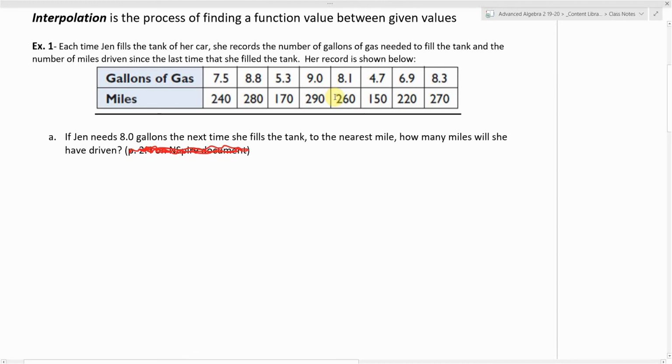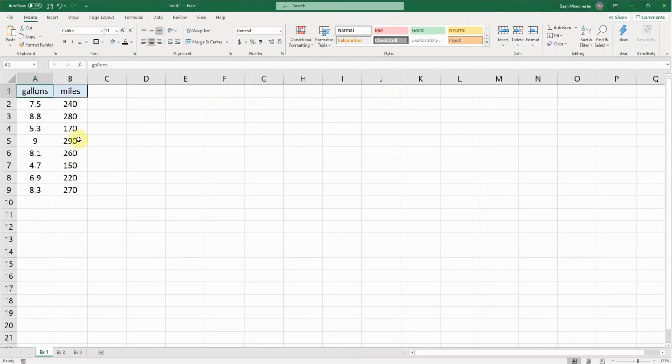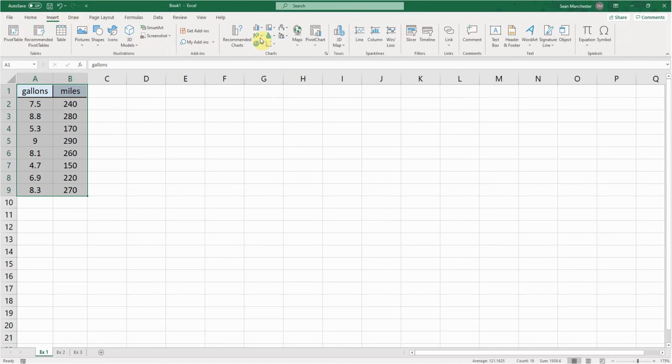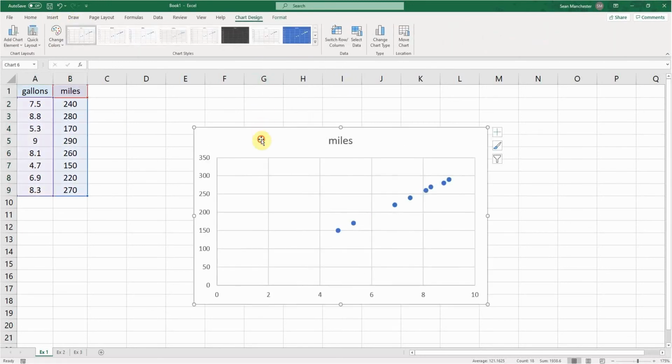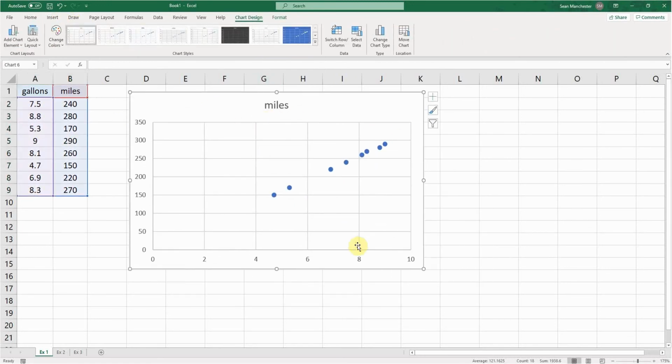So to do that, we're going to go to Excel, enter in our data, and look at the scatter plot. Here's our scatter plot. And we could do some things to make this scatter plot a little nicer, fix the axes, but we'll just go get the regression line. That's what we're interested in here. So I want to add the trend line.